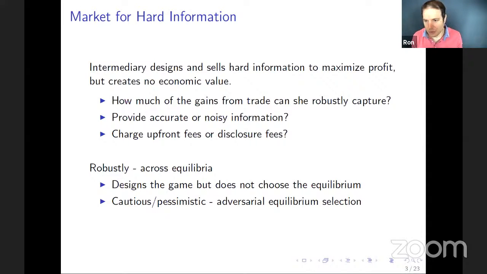The intermediary, while controlling the design of the game, doesn't actually control the equilibrium that's played. So that's the point of view that we're going to take. The intermediary we can think of as being cautious, unsure of which equilibrium is going to be chosen, and therefore facing this adversarial equilibrium selection. I'll elaborate on this a little bit later after I put up the model. There will be additional justifications or interpretations for this assumption of adversarial equilibrium selection. If the broad picture and question are clear, I'll move to the model.